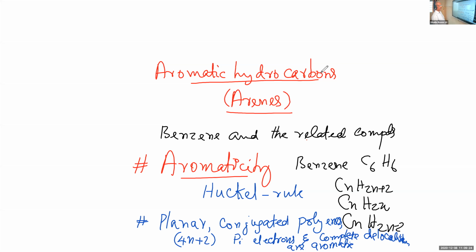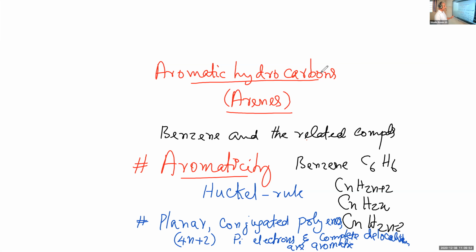Conjugated. What is conjugation? That means alternate: single bond, a double bond, single bond, a double bond. That is conjugation. Conjugated polyenes with 4n plus 2 pi electrons. N is an integer: 1, 2, 3, 4, etc.